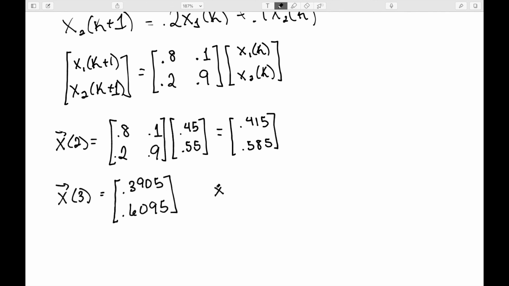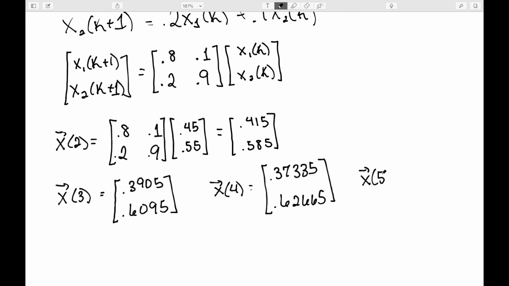Multiplying the matrix by this vector, by x3, would give us x4, which is 0.37335 and 0.62665. And then finally, multiplying the matrix by x4 would give me x5, which was 0.361345 and 0.638655. So after 5 years, channel 1 will hold about 36% of the market, channel 2 will hold about 64% of the market. And we can continue this process more and more.